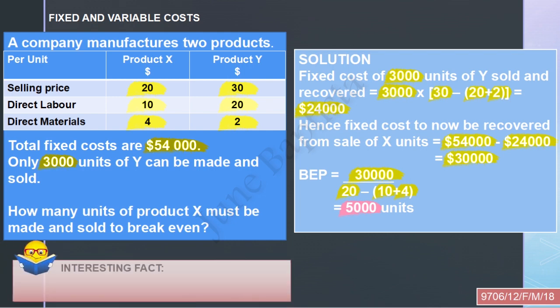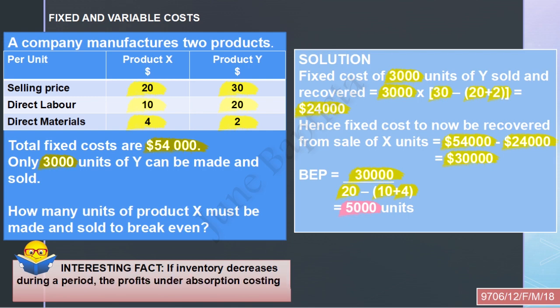Here is an interesting fact while on the topic of marginal costing and absorption costing. Did you know if inventory decreases during a period, the profits under absorption costing will be lower than those under marginal costing?